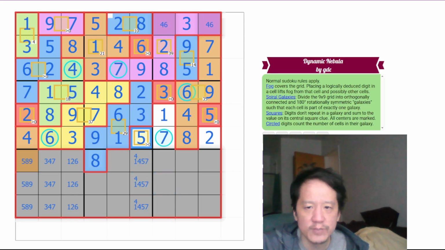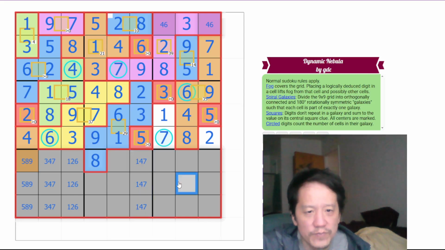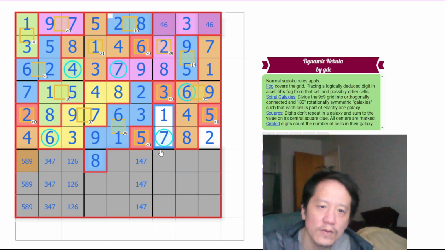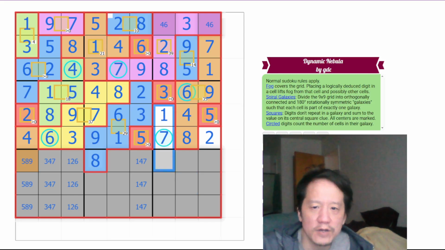This is a separate galaxy because it's blocked by its own on these sides. So this is a separate region. This cannot be 5. This is a 1, 4, 7 triplet. This must go down here. So I'm going to make that yellow. We don't know where it goes though. This must go down here. Make that blue.